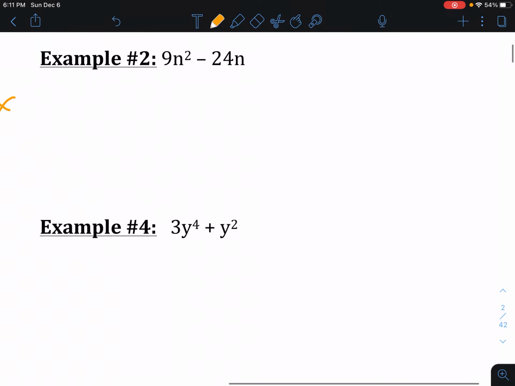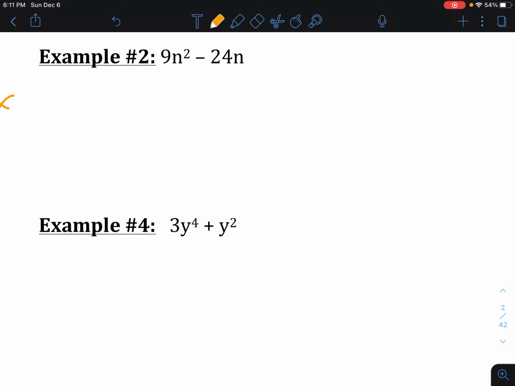Okay, example 2. What number multiplies into 9 and 24? What's the biggest number? Don't say 1, it's actually 3 here. So part of my GCF is 3. Should I have an n in my GCF with the 3? Yes, n appears in both terms, and it's showing an n squared and an n. You take your smaller one. And now I'm going to put my parentheses, and then I'm going to divide by 3n.